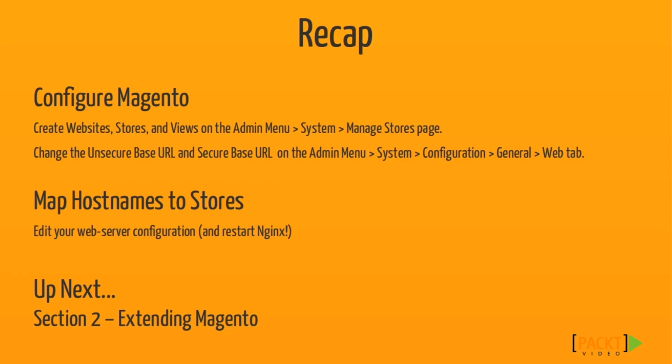So let's recap. First, we configured Magento by creating websites, stores, and views in the admin. We also changed the base URL in the system configuration. Next, we edited our web server configuration so that we could map host names to store run codes. With these changes in place, we successfully set up multiple storefronts hosted on a single Magento server. Coming up next, we'll start learning how to extend Magento through custom programming, so stay tuned.